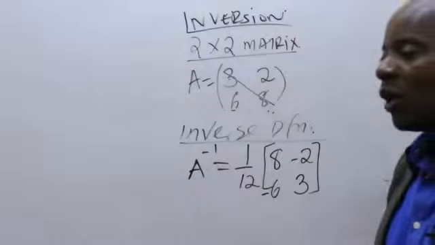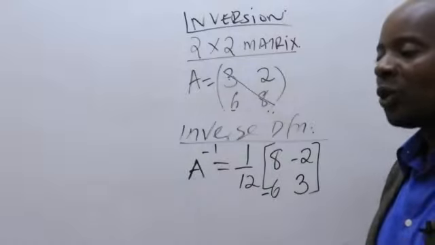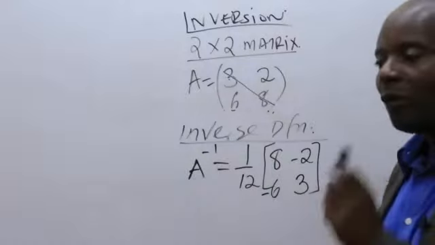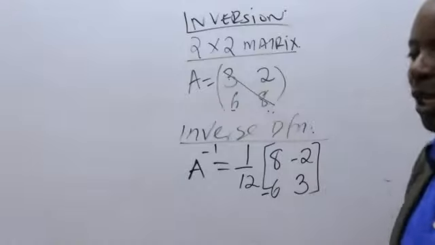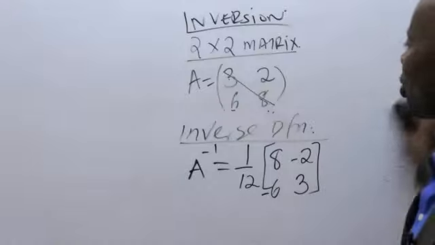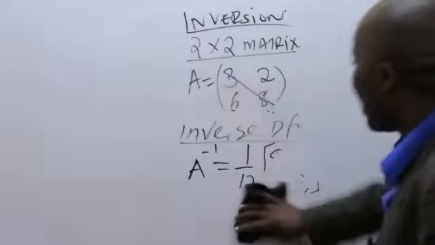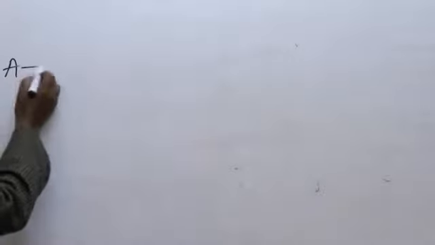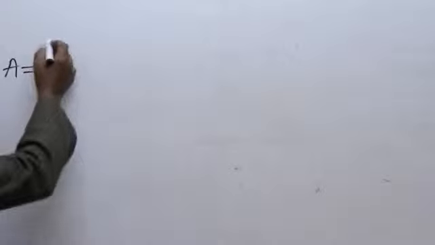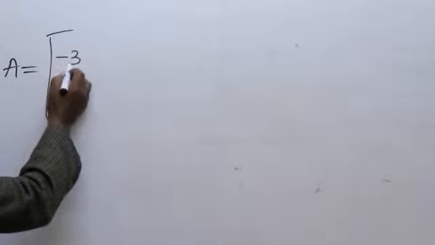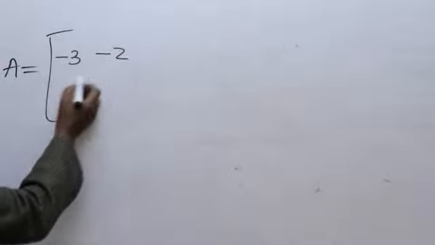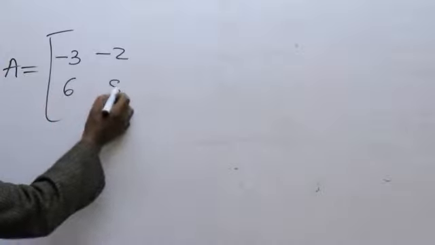If you allow, Mwalimu would want to give you one question of this nature, you try it out. So I want to rub this and give you a question that I would want you to try. And this is the question. You're given A equals -3, then we have -2, then we have 6 and 8.